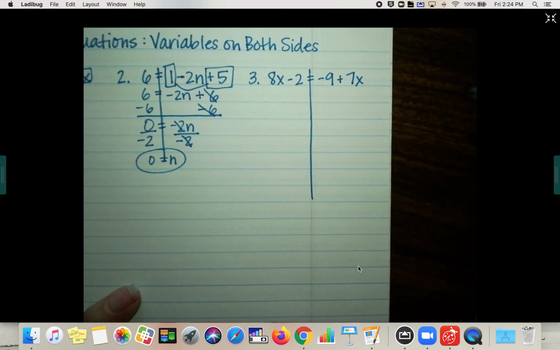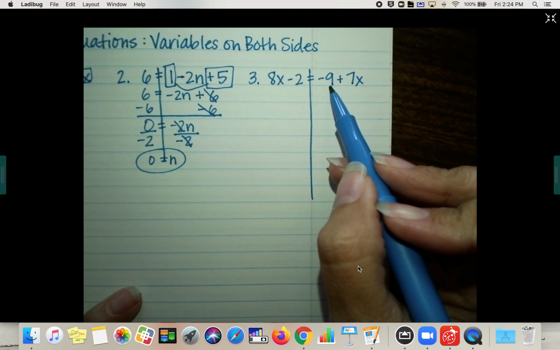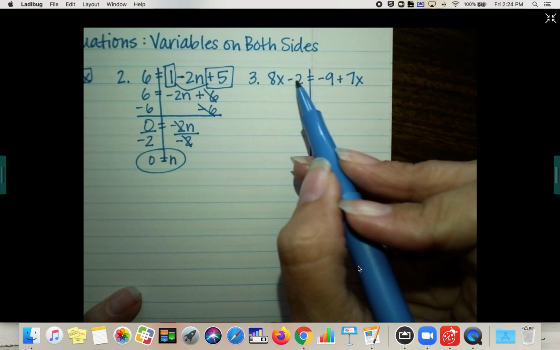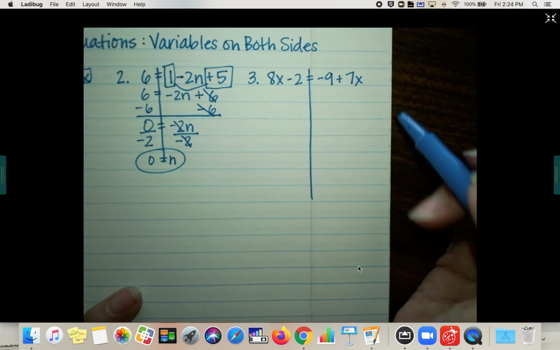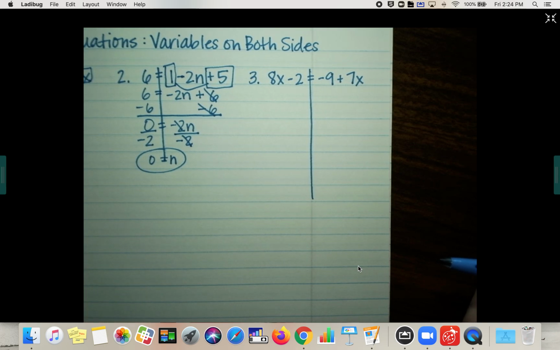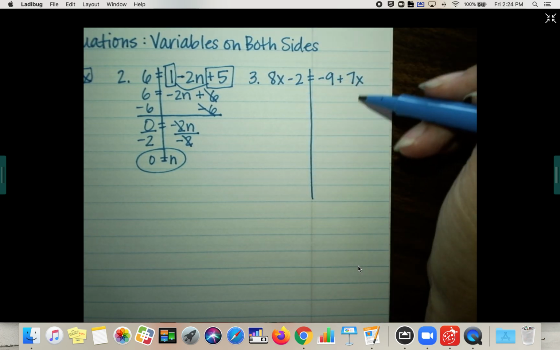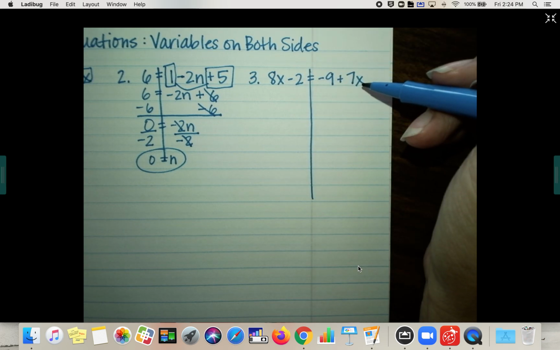All right, so I would first look for like terms. This one has an x and this doesn't, so no like terms over here. This one has an x and this one doesn't, so no like terms over here either. So now what do we do? We can't combine any like terms, so we are going to need to move one of these terms to the other side to combine it with its like term that's on the other side.